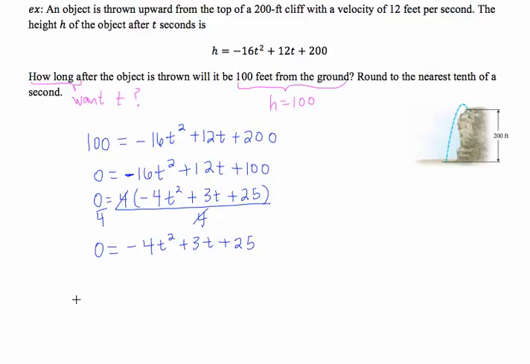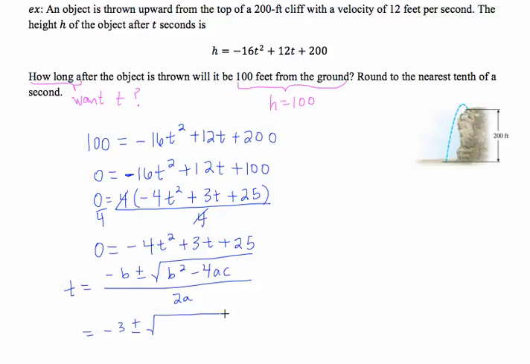This time it's not x equals, it's t equals negative b plus or minus the square root of b squared minus 4ac all over 2a. So we have negative b is negative 3 plus or minus the square root of b squared, which is 3 squared, which is 9, minus 4 times a, that's negative 4, times c, which is 25, all over 2a, so all over 2 times negative 4. So let's keep going and simplify.